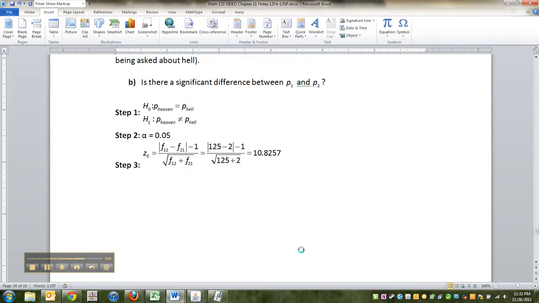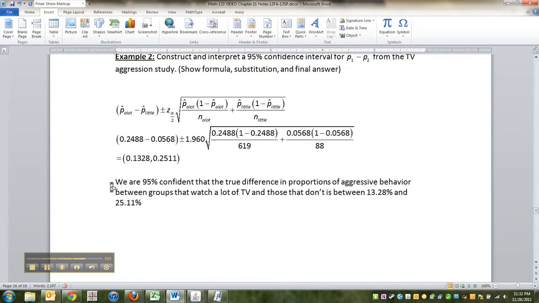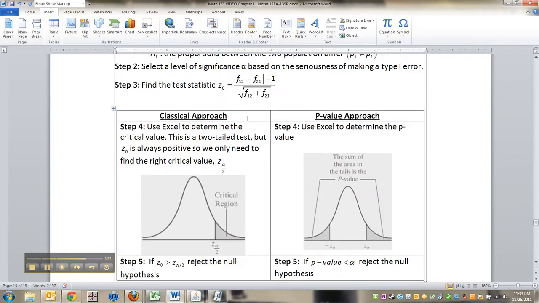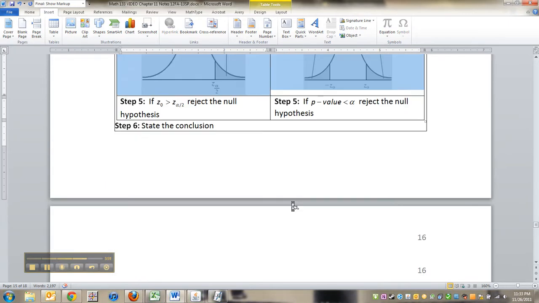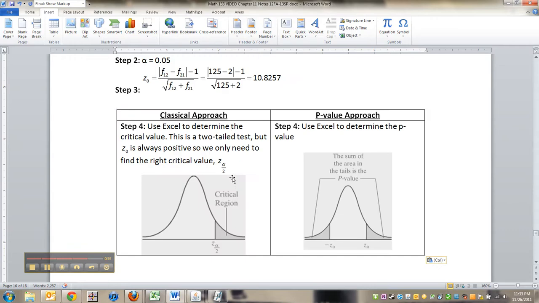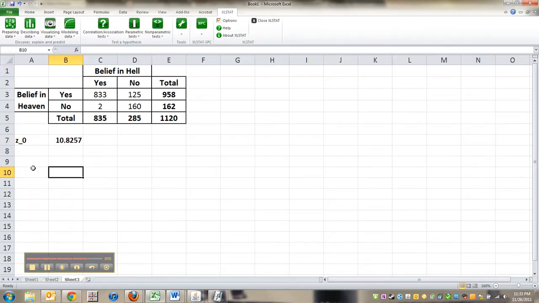Because we need to do our two step 4s, we're going to do both methods here: classical and p-value method. Here they are, right here. And I definitely won't have time to finish both of them in this video, but that's all right. We'll start with the first one. Now the critical region, we really only need z alpha over 2. So let me go back here and type in what alpha was. Alpha was 0.05.